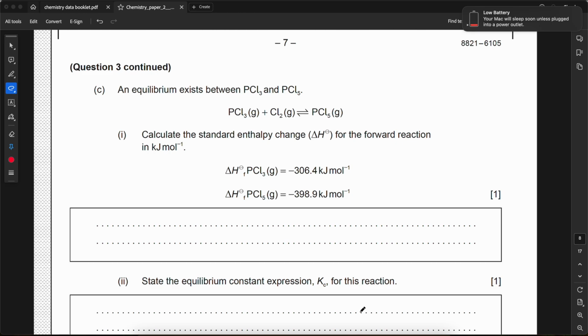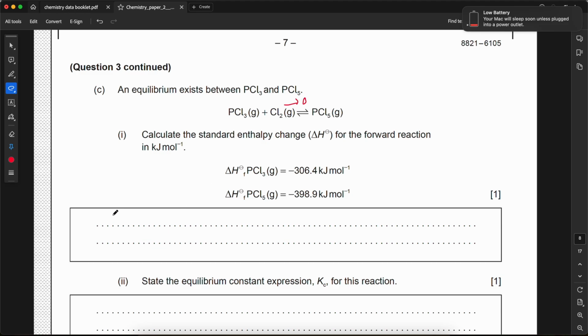An equilibrium exists between PCl3 and PCl5. PCl3, when it reacts with Cl2, produces PCl5. Calculate the standard enthalpy change for the forward reaction in kilojoules per mole. So Cl2 here is in its standard state, therefore its standard enthalpy change is 0.